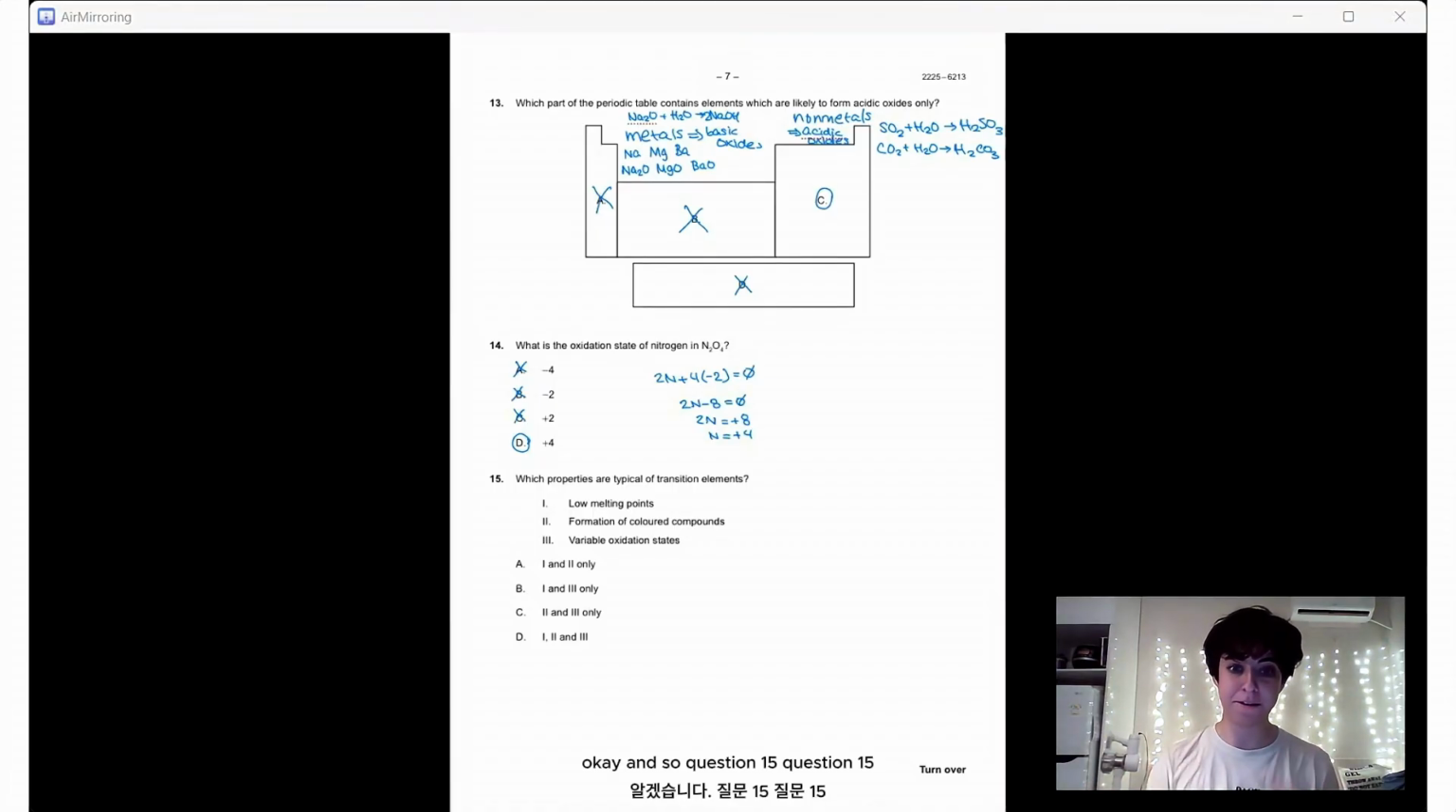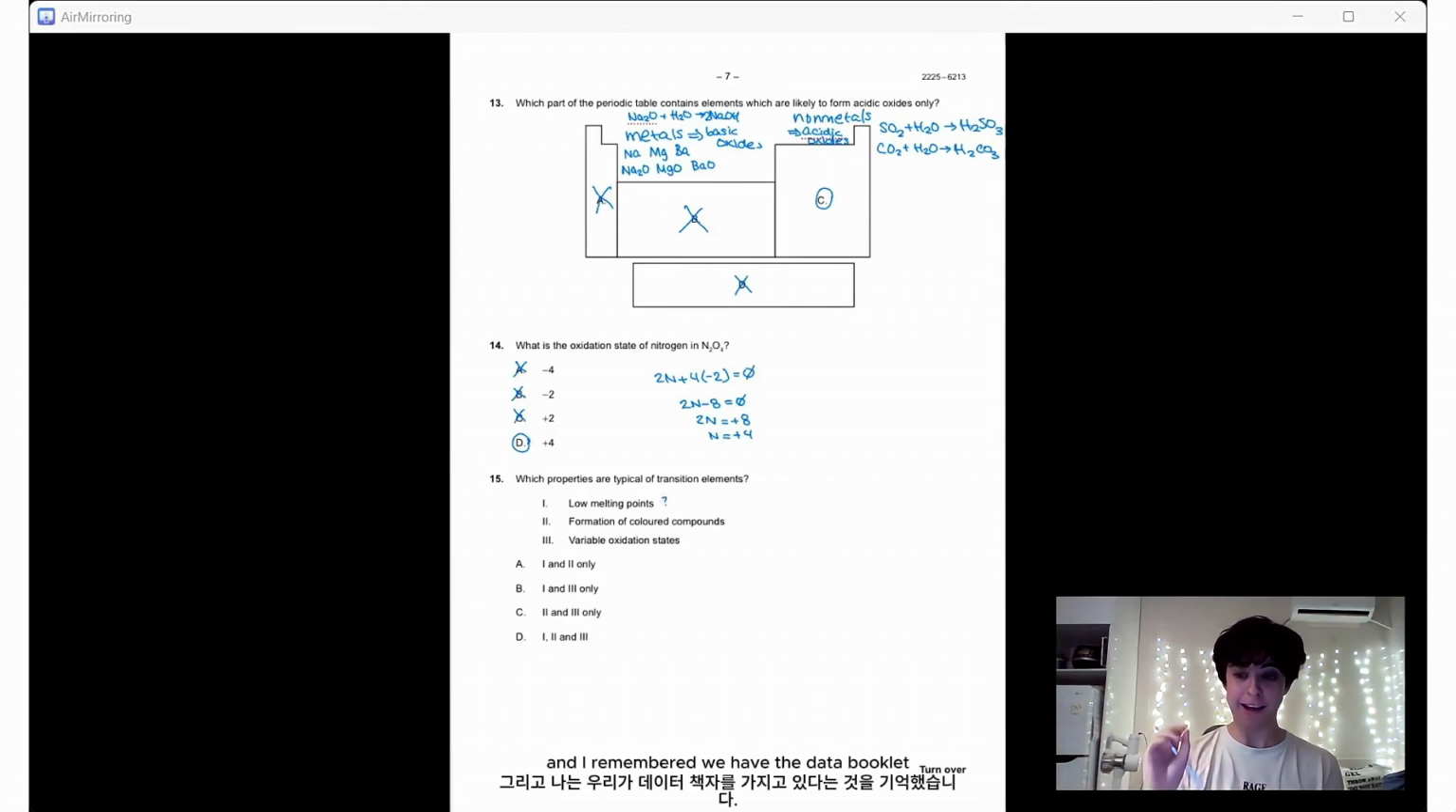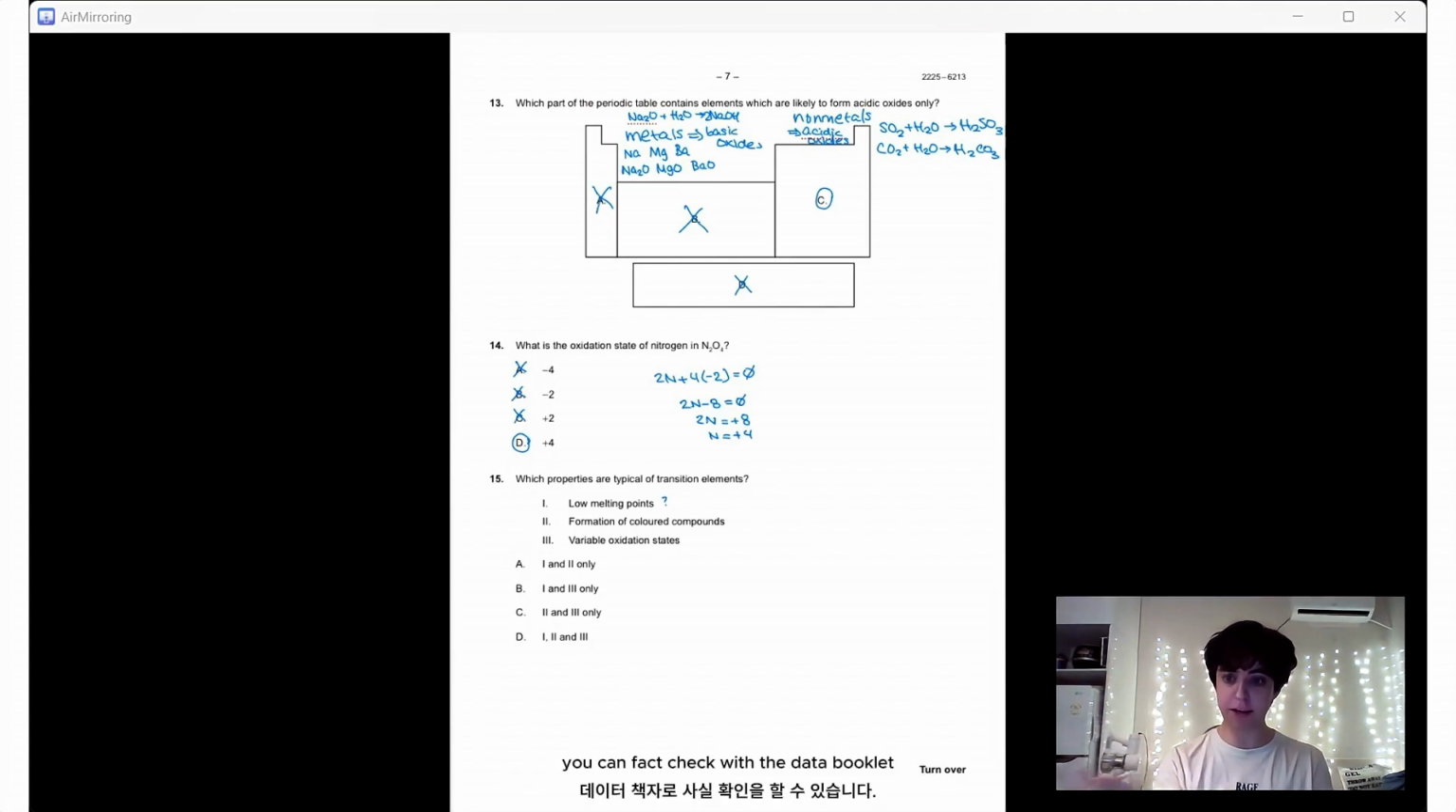Okay, and so question 15. Question 15 is talking about the properties that are typical of transition elements. Whenever I was taking it myself, I saw low melting points, and I was like, are they? So I put a question mark there. And I remembered we have the data booklet. Oh my God, crazy. You can fact check with the data booklet.